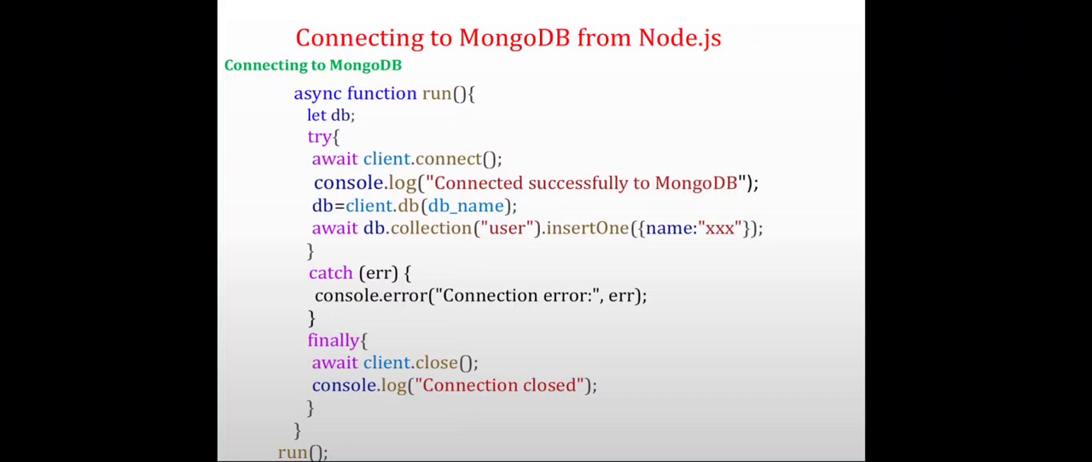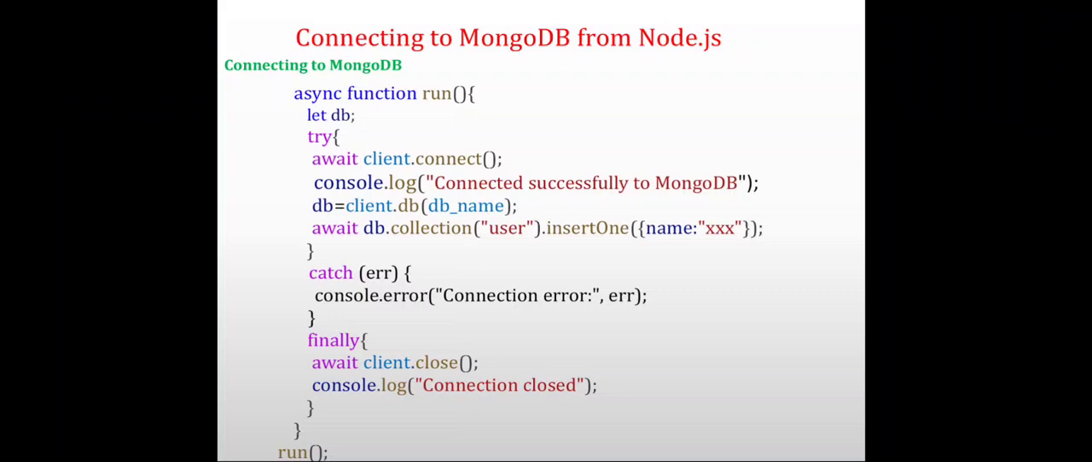So inside the function, we have a try block. The purpose of this try block is to safely execute the database operations. There may be situations where the MongoDB server is not running, the connection string may be incorrect, or there may be some network related issues. If any such problem occurs, JavaScript immediately transfers the control to the catch block, so we can exit gracefully without crashing the entire application.